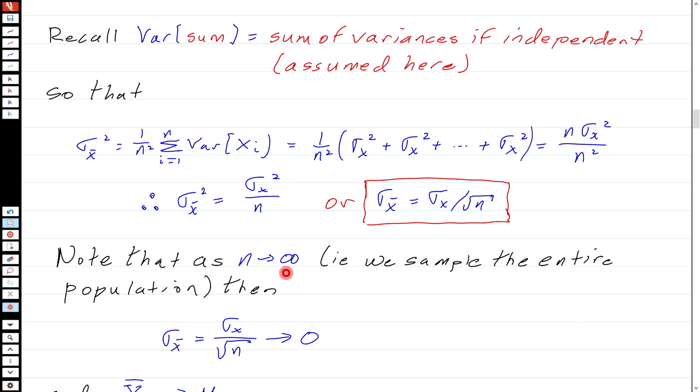Note that as n goes to infinity, the standard deviation goes to 0. In other words, if the standard deviation of x bar goes to 0, it means x bar becomes deterministic. And in fact, it does become deterministic and equal to the true mean. Okay?